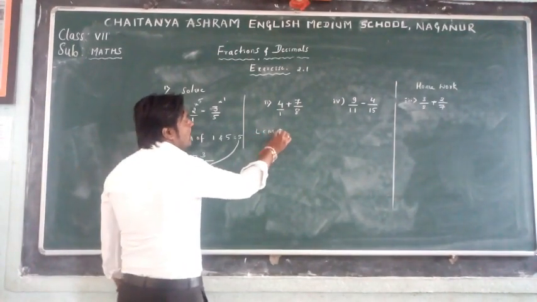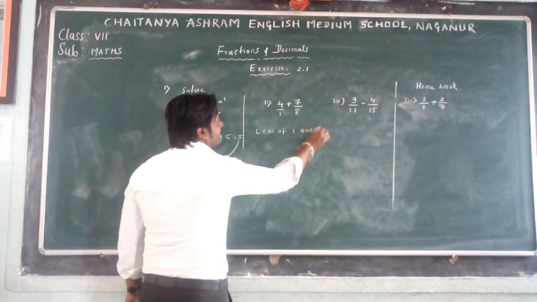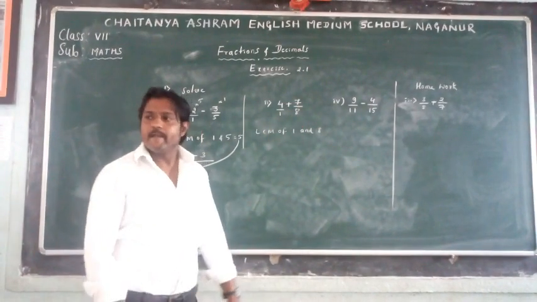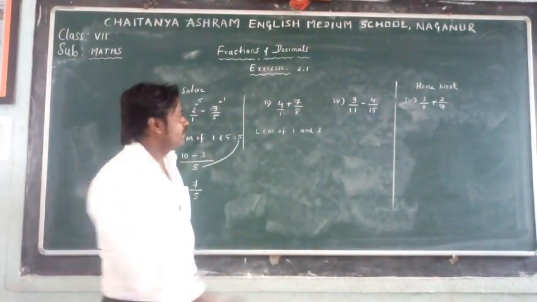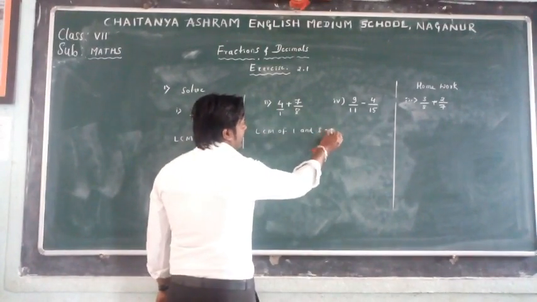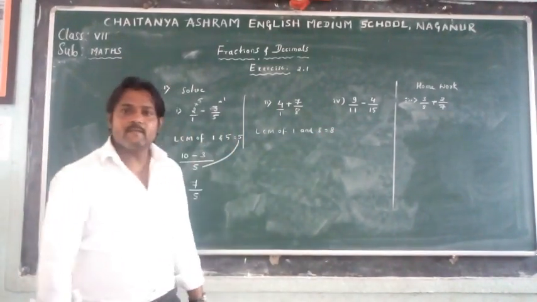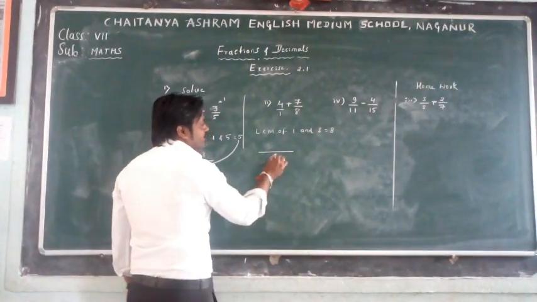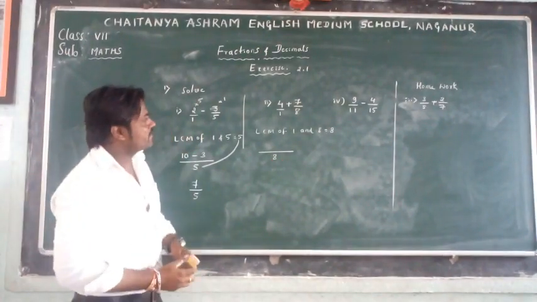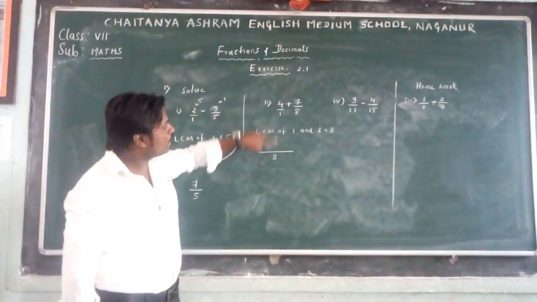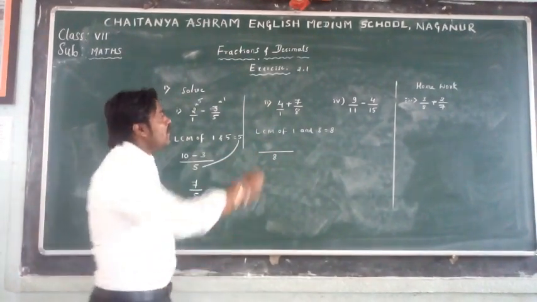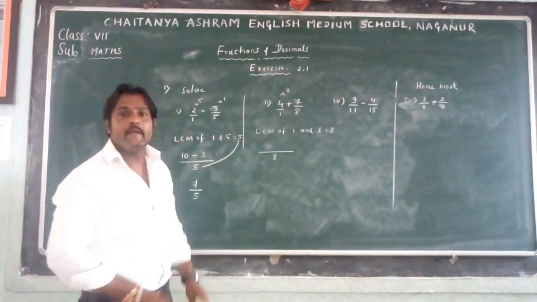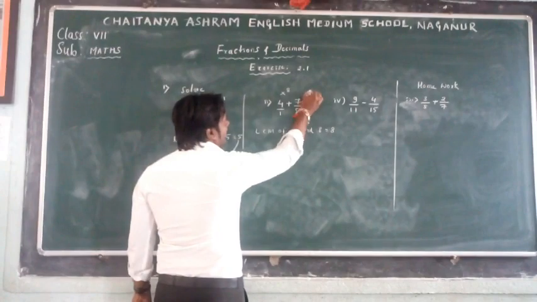So LCM of 1 and 8. Yes, dear children, what is the LCM of 1 and 8? Yes, very good. This is 8. Shall I write it correctly? Yes. Okay. LCM of 1 and 8 is 8. So make a fraction. Write the denominator as 8. Next, come to the first fraction. 1 times how much is 8? 1 eights are 8. 8 times how much is 8? 8 ones are 8. Here we should write 1.